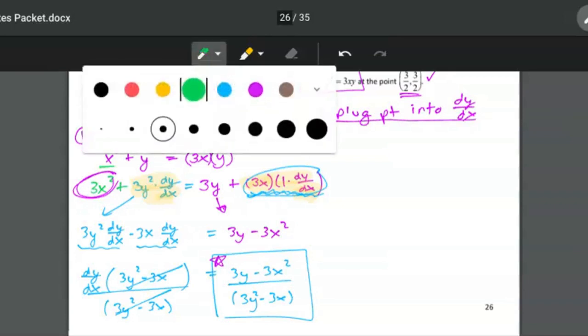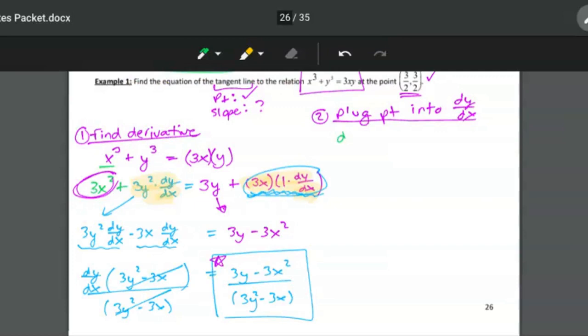So if we do this, we just found what dy dx equals. You can say I'm going to evaluate dy dx at the point 3/2, 3/2. That means for our x, we're plugging in 3/2, and for our y, we're plugging in 3/2. So I'm taking this equation and substituting 3/2 for all the x's and y's.